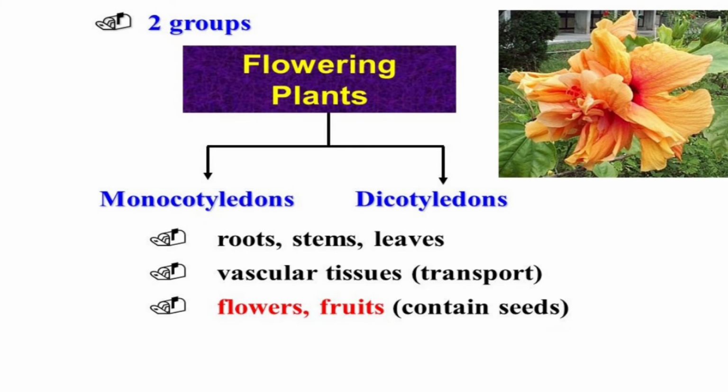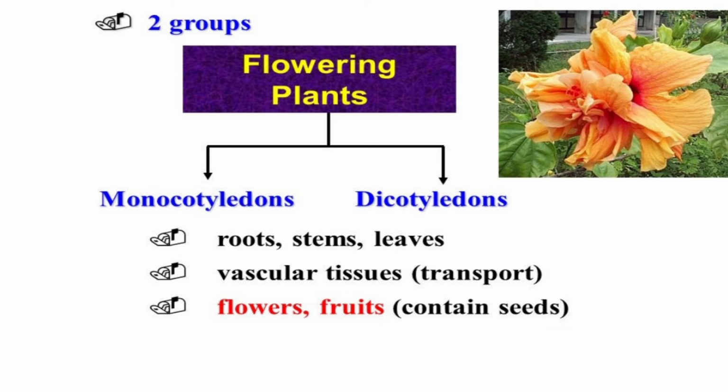As we have seen, there are two types of flowering plants. Number one is monocotyledon, and second one is dicotyledon. What is meant by monocotyledon and what is meant by dicotyledon? Monocotyledon means only one, and dicotyledon means two.